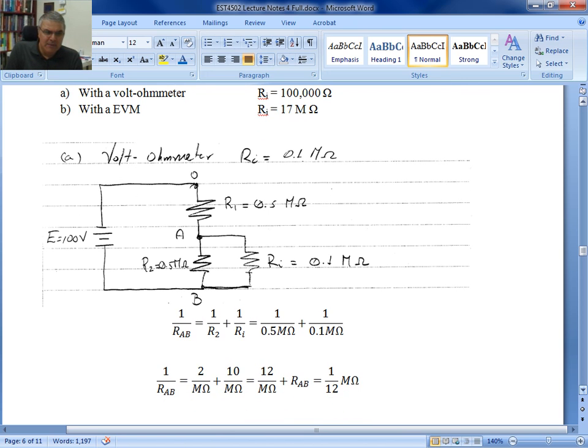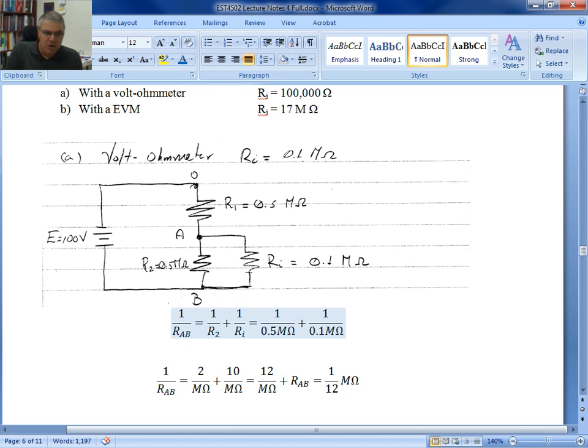That's given. Again, as you can see, this is 0.1 actually given. This is 0.1. R sub I is 0.1. So the inverse of R sub AB, between the point A and B, is actually 1 over R sub 2, which is 0.5, plus 1 over R sub I, which is 0.1. So as such, the R sub AB could be calculated.